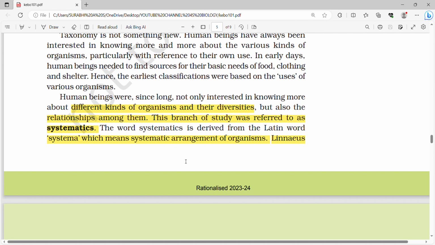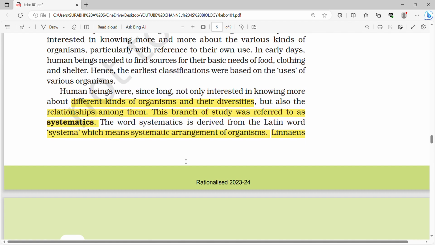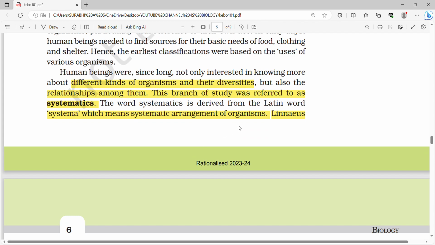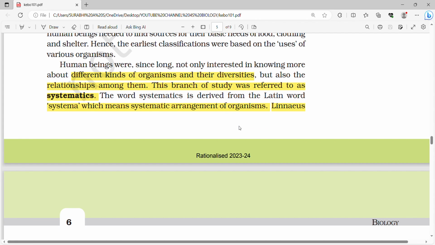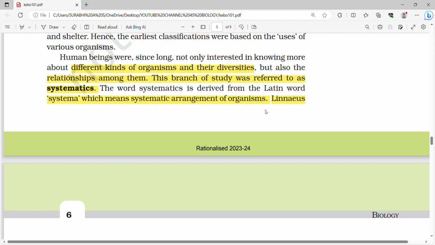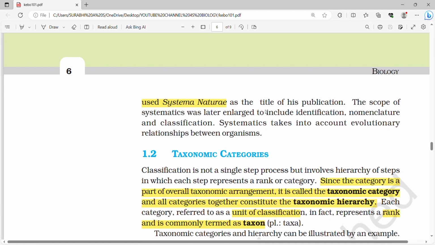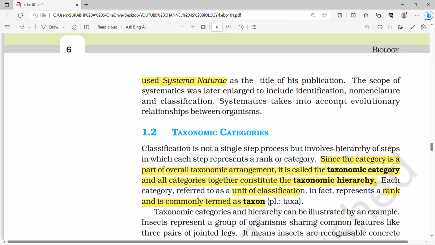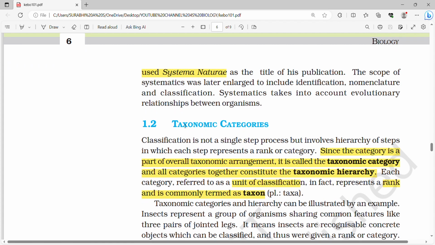And what is called systematics? There is a word systematics. This relates to different kinds of organisms and their diversities. Relationships among them is called systematics. This is derived from the Latin word Systema, meaning systematic arrangement of organisms. So Linnaeus used Systema Naturae as the title of his publication. You have to know the book name, that is Systema Naturae. So systematics takes into account the evolutionary relationships between the organisms. So this is also very important.